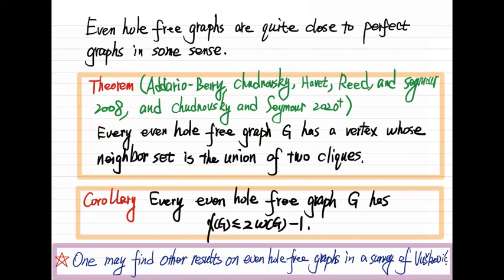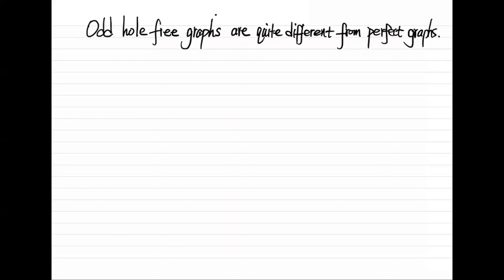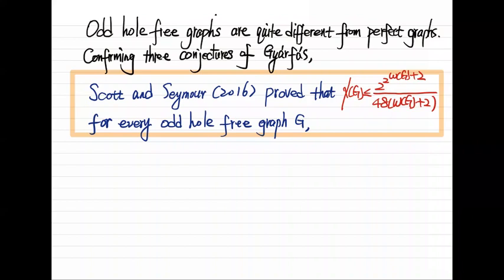Okay, let's talk about some results on odd hole-free graphs. Odd hole-free graphs seem quite different from perfect graphs. Here are three very important results. Confirming three conjectures of Gyárfás, Scott and Seymour proved in 2016 that for each odd hole-free graph G, its chromatic number is upper bounded by a function about 2 to the power of 2 to the power of omega(G) plus 2. And this is a very large function.